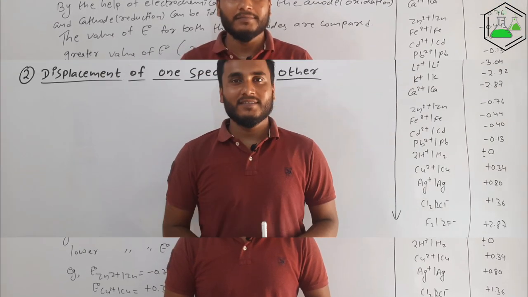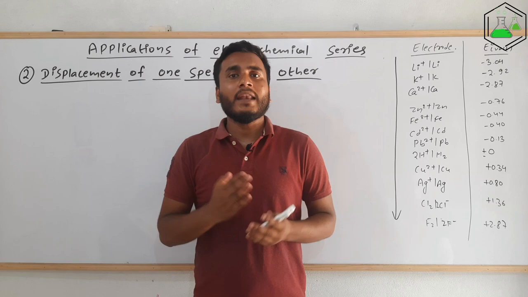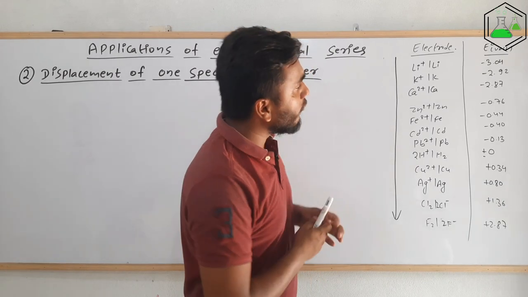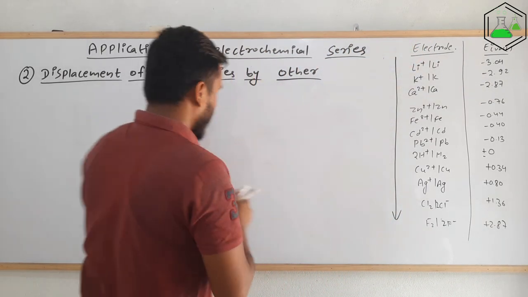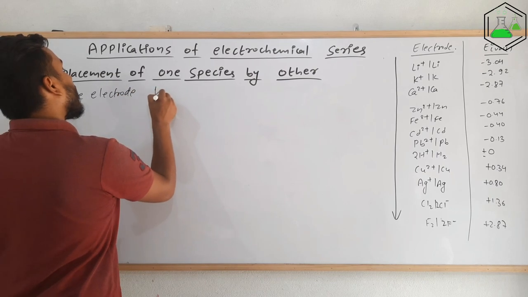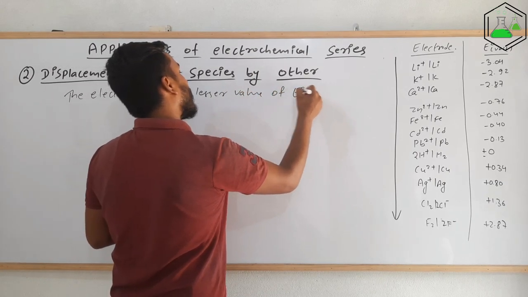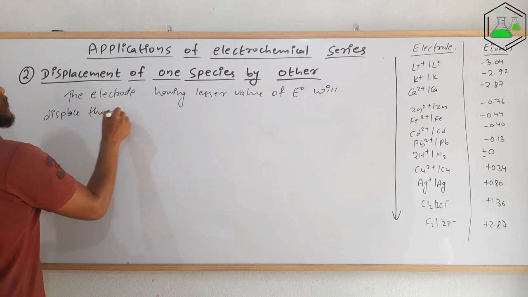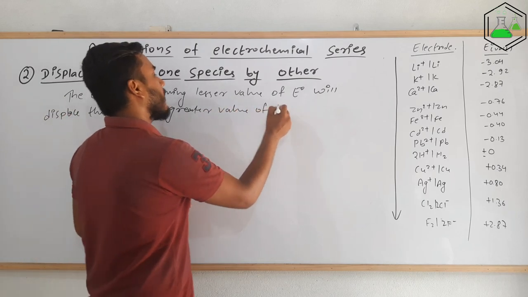Now let's see another application. In a redox reaction, one of the species displaces another species, and with the help of electrochemical series, we can easily know which species will displace and which species will get displaced. The electrode having lesser value of standard electrode potential will always displace other species. So let me write it over here. The electrode having lesser value of E naught will displace those having greater value of E naught.